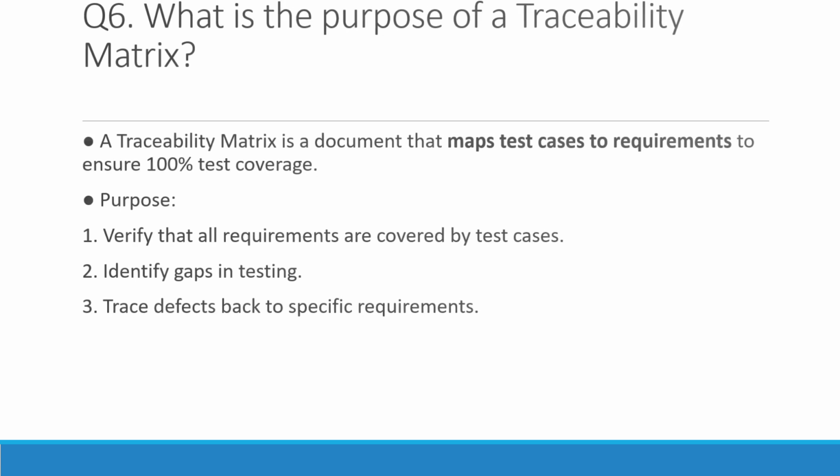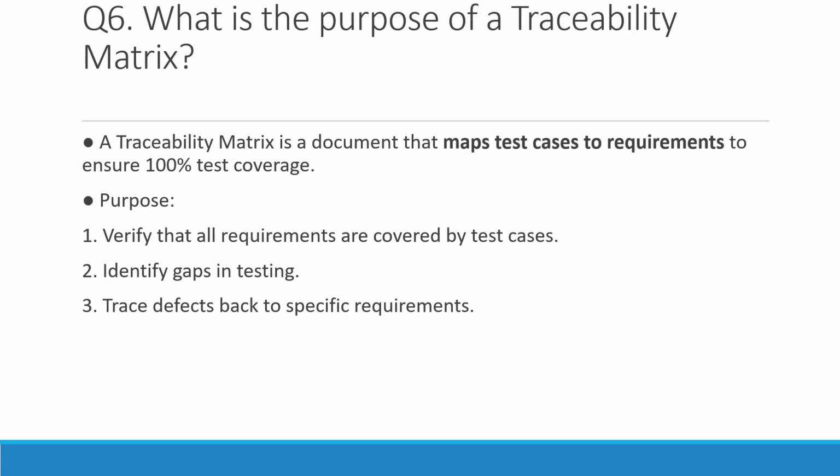Now, question number 6. What is the purpose of a traceability matrix? A traceability matrix is a document that maps test cases to requirements to ensure complete coverage. Its main purposes are to verify all requirements are tested, identify any gaps in test coverage, and trace defects back to specific requirements.